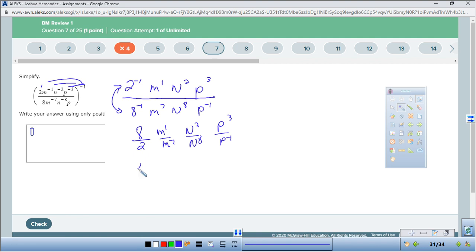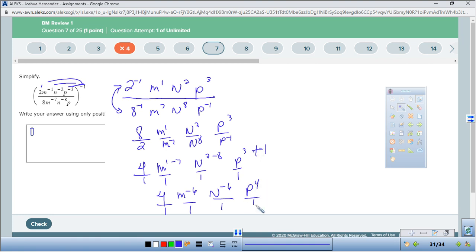Now, right here, this gives me a 4. This one here gives me m to the 1 minus 7. This one here gives me n to the 2 minus 8, p to the 3 minus a negative 1. Remember this, that's over 1, over 1, over 1, over 1. That's just a 4 over 1. This right here gives me, what is that? m to the negative 6 over 1. This one becomes n to the negative 6 over 1. This one becomes plus, and it becomes p to the 4th over 1.